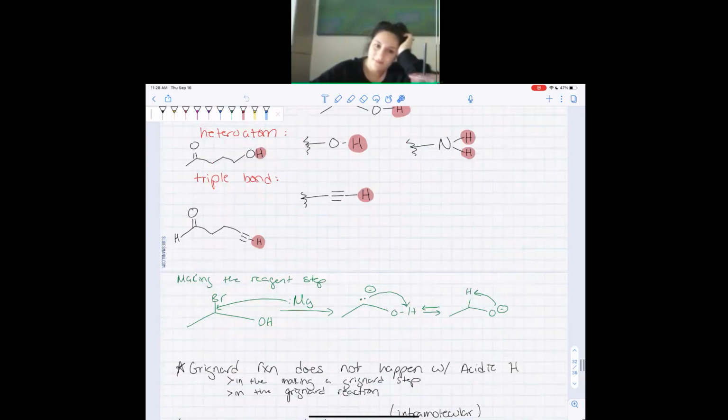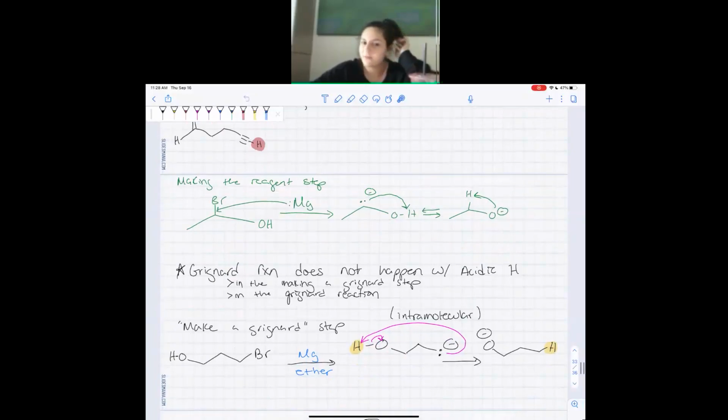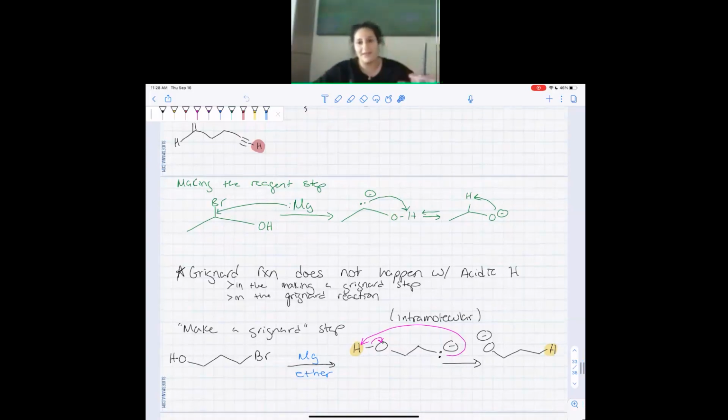And if we go down here, if we were to have an acidic hydrogen in the making a Grignard step, this is what would happen. It would still be no reaction because that C minus would want to act like a base and not a nucleophile.